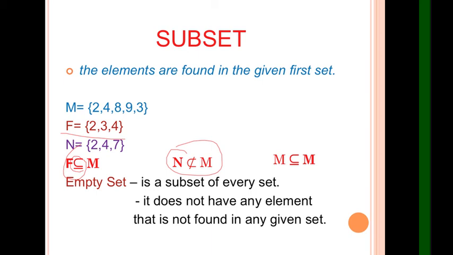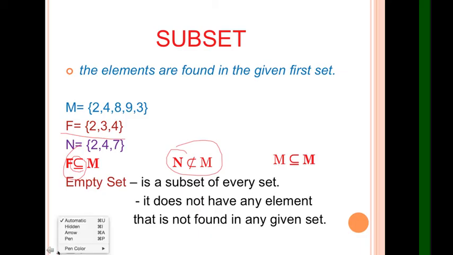So, yung empty set, subset siya ng lahat ng set. So, ibig sabihin, if there's an empty set here, okay, subset siya ng M, subset siya ng F, at subset siya ng N. Kasi nga, subset of every set eh. It doesn't have any element that is not found in a given set.